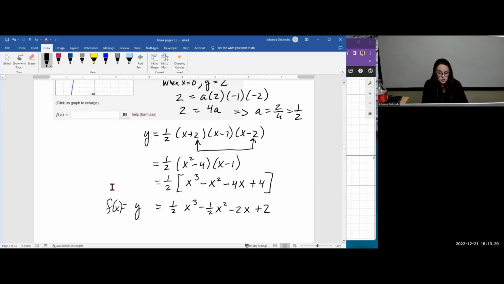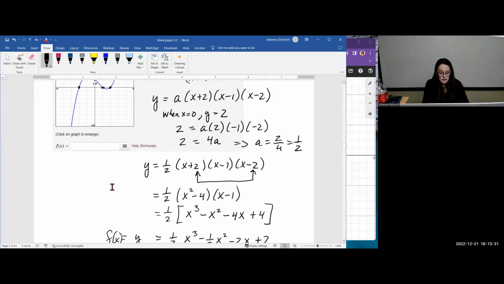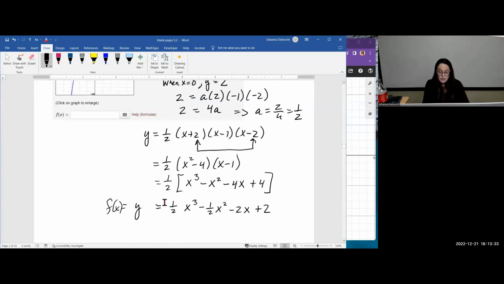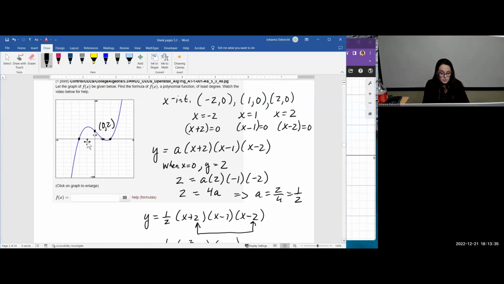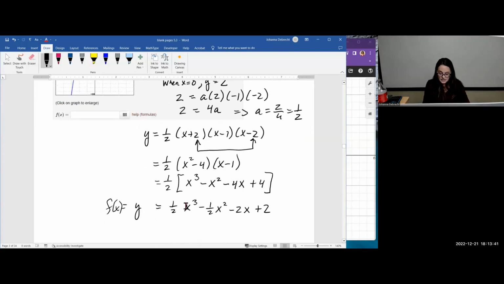Now, how could you be sure that this is the right one? Well, you can take this equation right here and graph it and compare it to this graph right here. It should be identical. All right, let's go ahead and graph it and see what we get. So 1/2 minus 1/2 minus 2 plus 2.